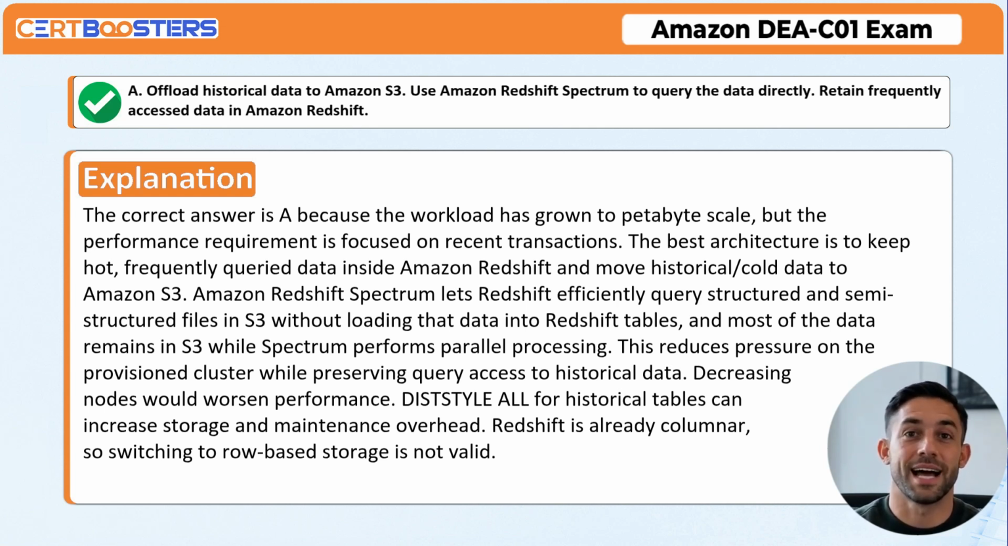Amazon Redshift Spectrum lets Redshift efficiently query structured and semi-structured files in S3 without loading that data into Redshift tables. Most of the data remains in S3 while Spectrum performs parallel processing. This reduces pressure on the provisioned cluster while preserving query access to historical data. Decreasing nodes would worsen performance. Distribution style ALL for historical tables can increase storage and maintenance overhead. Redshift is already columnar, so switching to row-based storage is not valid.